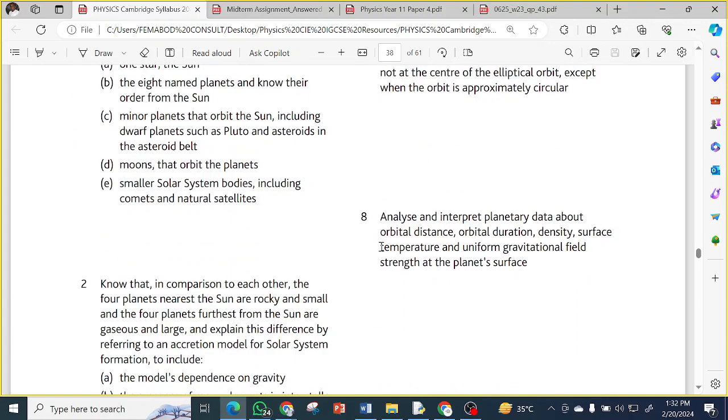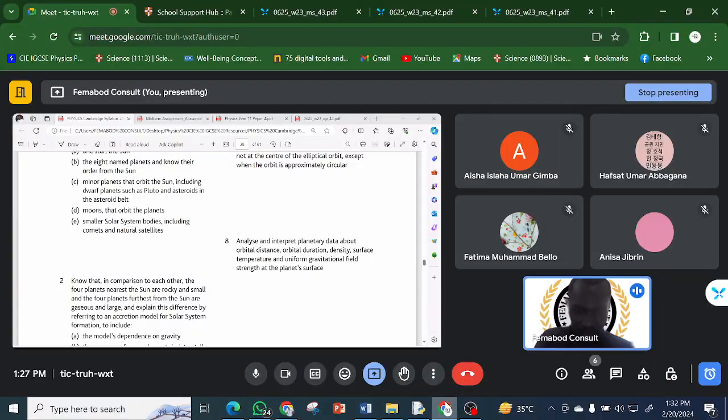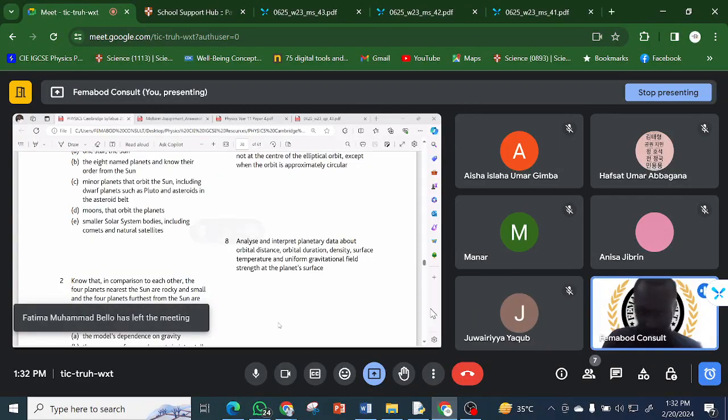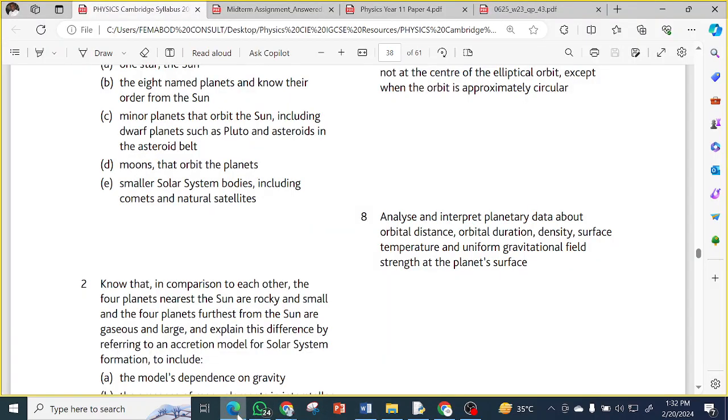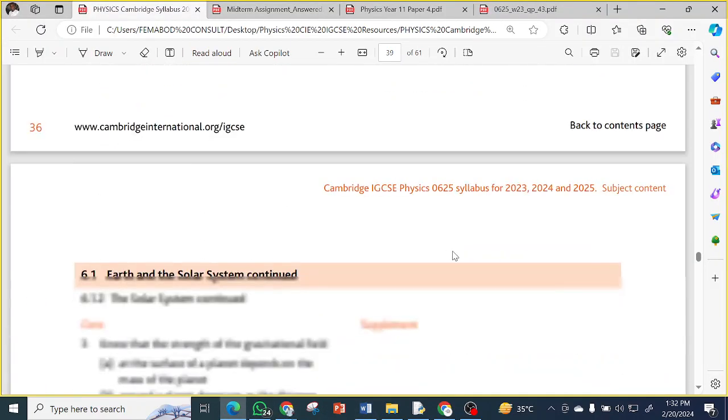Then they will give us data to analyze, like planetary data. They will give us data to analyze in terms of orbital distance, orbital duration, like how it is rotating, then the density, how heavy it is, the surface temperature, the uniform gravitational field strength. One of the questions we are going to do at the end of this lesson is to interpret planetary data. So I want to encourage us to be expectant to see something on the planetary data which we are going to interpret.